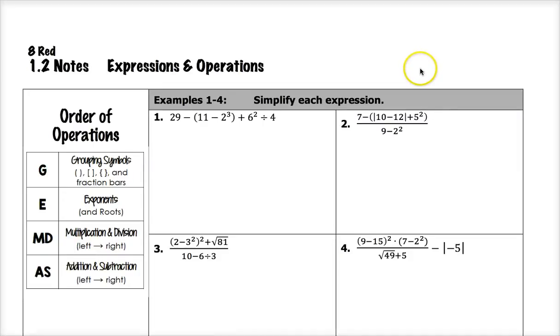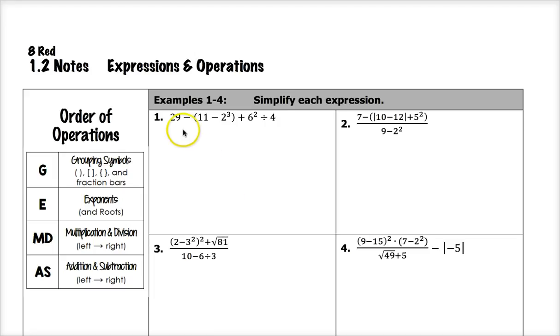Hey there, Algebra 2. In this video, we're going to be reviewing how to simplify expressions. And in algebra, we have both numerical and, of course, algebraic expressions. Numerical are those that involve only numbers, and then algebraic would be those that involve numbers and variables. So we'll start out with just numericals here in the first few examples.